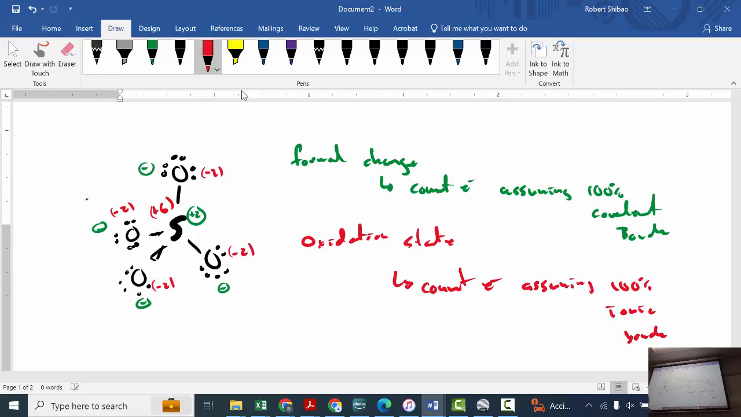That's the green. For the red, we assume 100% ionic bond. So rather than covalent, we assume an ionic bond. In an ionic bond, the more electronegative atom takes all the electrons. And so what's more electronegative, oxygen or sulfur? Oxygen's more electronegative, so oxygen takes both those electrons away from sulfur. If oxygen takes both these electrons, then we recount 1, 2, 3, 4, 5, 6, 7, 8. Oxygen ends up with 8. It's supposed to have 6. That gives it its -2 oxidation state.